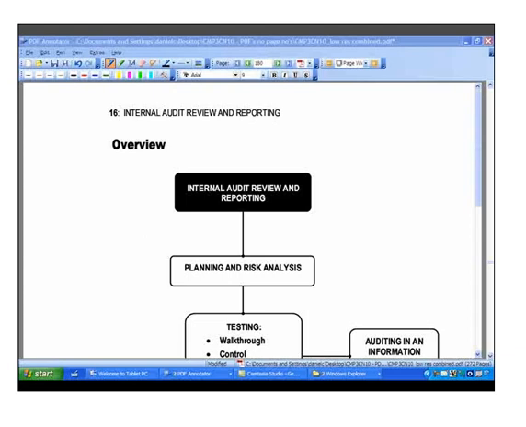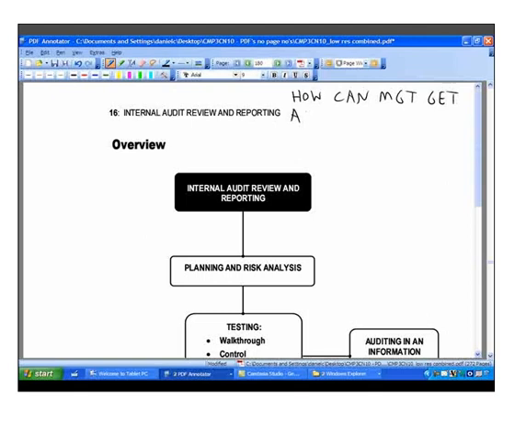In this final chapter, we pull together a number of different themes from the course. In particular, looking at the question, how can management get assurance that risks are managed and that controls are in place and are effective?